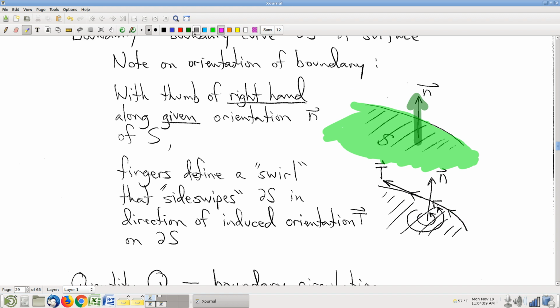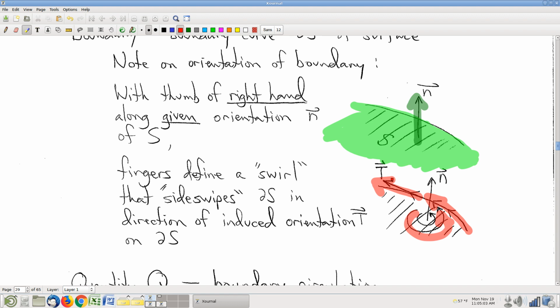Take your normal vector. Orient the thumb of your right hand. Apologies, right hand only. It's got to be your right hand. Really makes a difference. Thumb of your right hand in the direction of that normal vector. Notice that the fingers of your right hand want to bend a certain direction. So, no hand yoga. Your fingers want to bend a certain direction. That defines what I'm going to loosely, let's not be uptight about this, call a swirl on the surface around that normal vector. All right, is everybody on board? So now think about that swirl. How does that swirl sideswipe up against the curve? That's the direction that you go around the boundary curve.